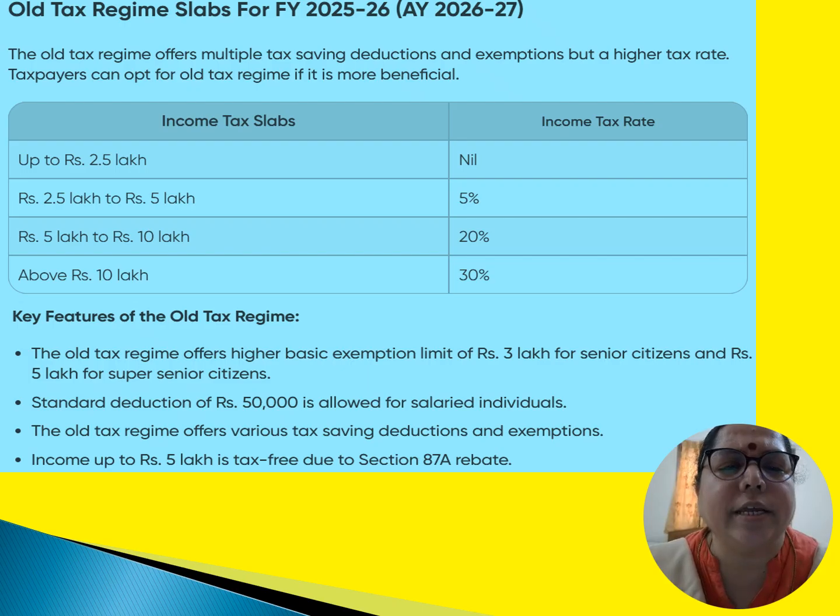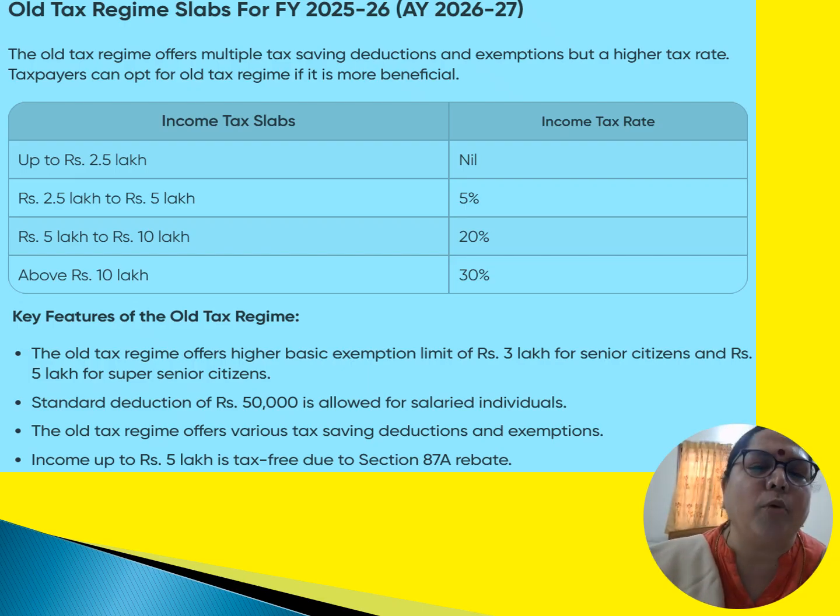Now, the old tax regime offers multiple tax savings, deductions and exemptions, but a higher tax rate. According to assessment year 2026-27, these are the slab rates. The old tax regime offers multiple tax saving deductions and exemptions, but at a higher rate. Taxpayers can opt for the old tax regime if it is more beneficial to them.